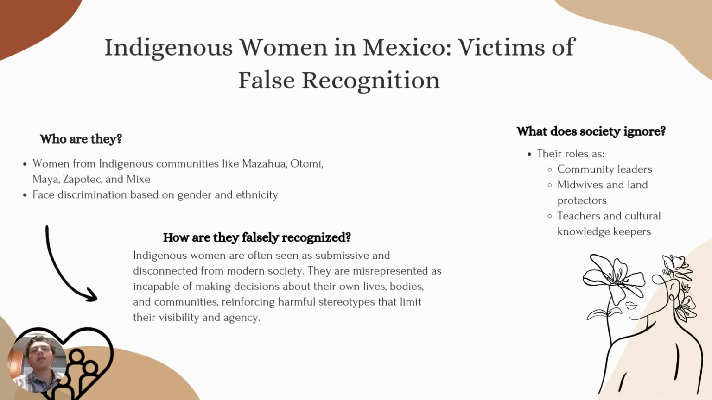Indigenous women in Mexico, victims of false recognition. Who are they? Women from indigenous communities like Mazahua, Otomí, Maya, Zapotec, and Mixe face discrimination based on gender and ethnicity. How are they falsely recognized? Indigenous women are often seen as submissive and disconnected from modern society. They are misrepresented as incapable of making decisions about their own lives, bodies, and communities, reinforcing harmful stereotypes that limit their visibility and agency. But what does society ignore? They ignore their role as community leaders, midwives, and land protectors. Lastly, but most important, teachers and cultural knowledge keepers.